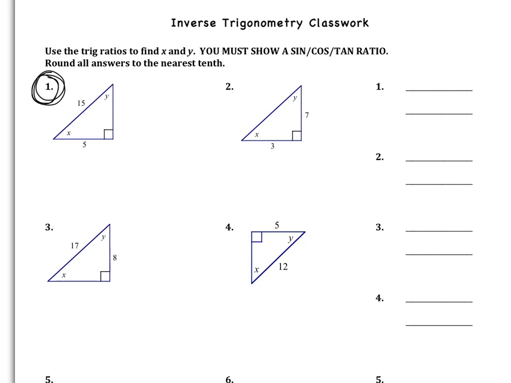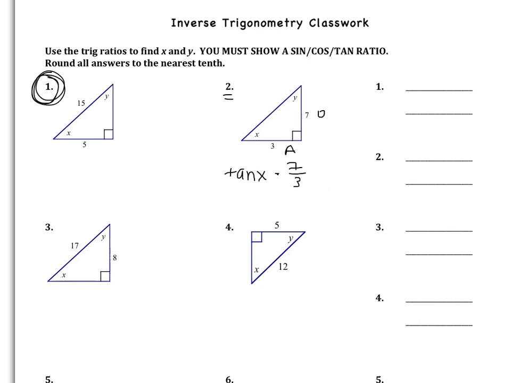If you need a little extra help, I'm right now going to show you how to do example 2. If you're good, you can stop the video. If you want to see one more example, please follow along with me. So I'm going to start by finding x. Here I have opposite and I have adjacent, so I'm going to use tangent. The tangent of angle x is opposite over adjacent, 7/3.